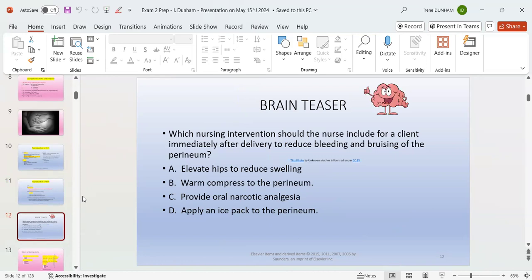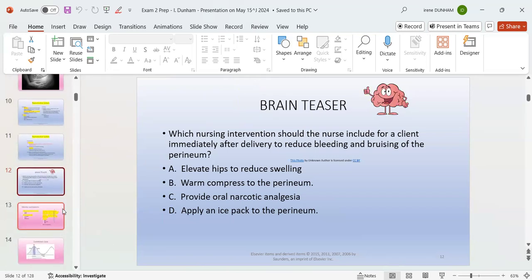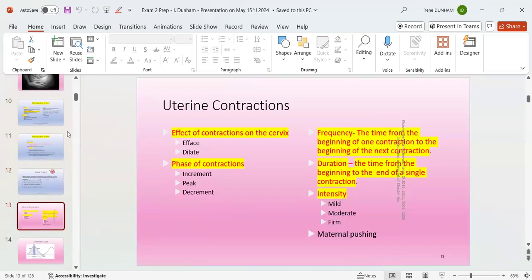We do a lot of teaching, don't we, in nursing? So which nursing intervention should the nurse include for a client immediately after delivery to reduce bleeding and bruising of the perineum? D. D as in dog. Good. Not warm. Apply ice. Ice, remember something: ice is your best anti-inflammatory.